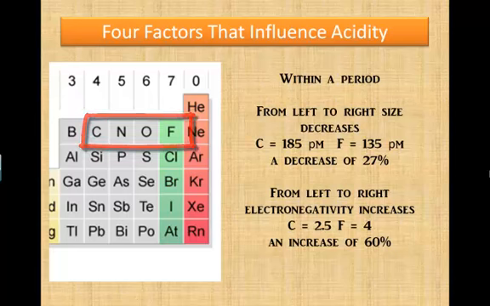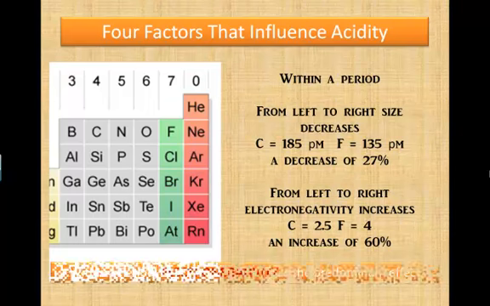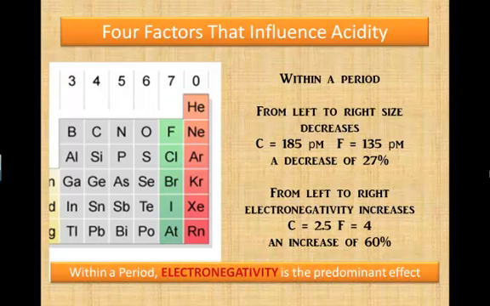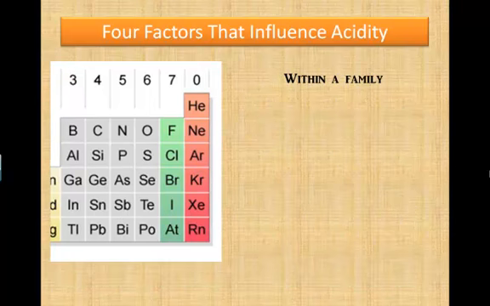So you have a larger increase in electronegativity as you go from carbon to fluorine. So within a period, electronegativity is the predominant effect. Let's consider what happens within a family.